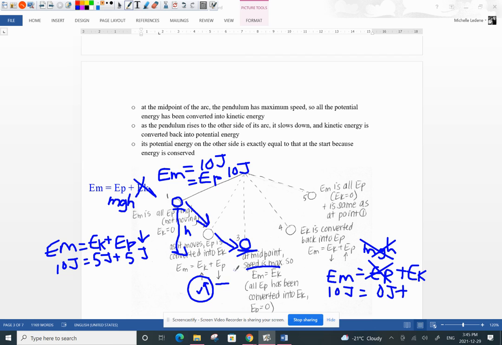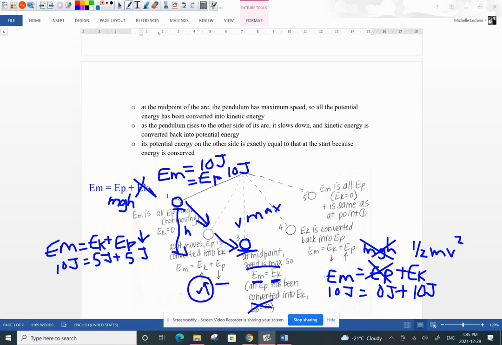And this is the fastest speed. The speed is at its maximum at this point in time. And that means that for our 1/2 mv squared, for our EK, we're going to have the highest speed. That's our maximum kinetic energy. So in other words, at the bottom, the mechanical is all kinetic. There is no potential energy because it's not above the ground anymore. It's not got any stored energy due to gravity.